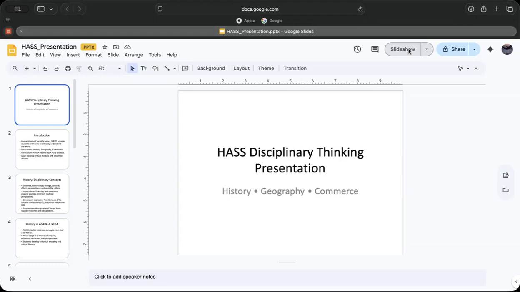Commerce: disciplinary thinking concepts and how it is taught in the syllabus. Another essential humanities and social studies discipline is commerce, which is taught in New South Wales schools typically in Years 9 and 10 under the HSIE syllabus. The aim of commerce is to equip students with the knowledge, understanding, skills, and values they need to make informed decisions as consumers, workers, and participants in the economy.